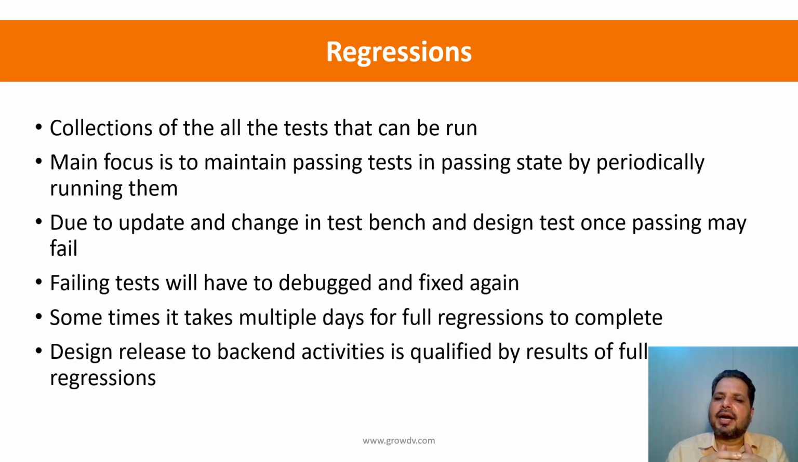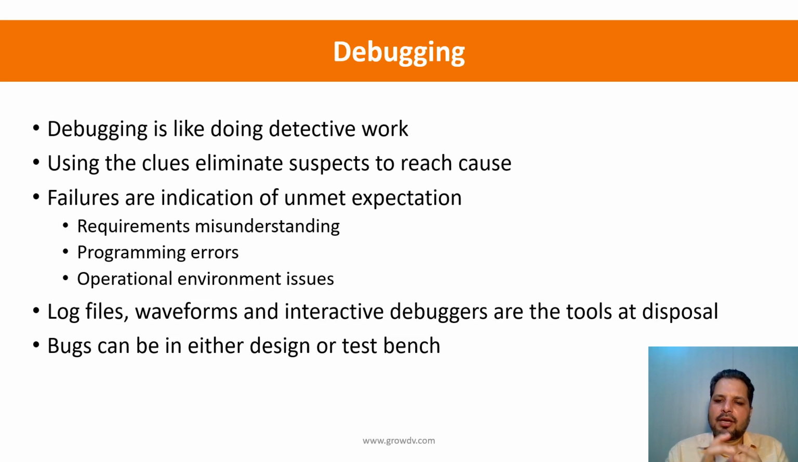And while doing that, keep improving the pass percentage, right? So that's what you are trying to target in the regression phase. And the bulk of the activity that is performed during the regression phase is debugging, and we have to treat debugging like being a detective, and you look at various clues to eliminate the suspects. That is the process that you follow.